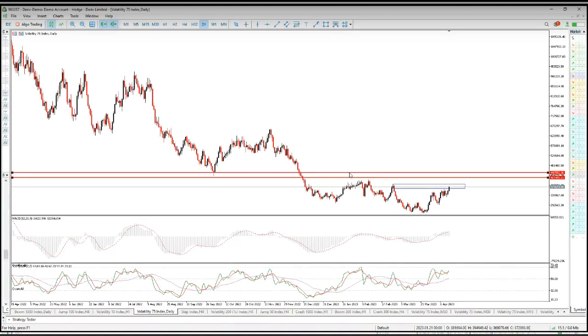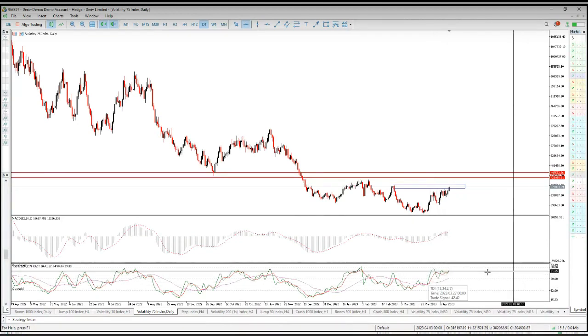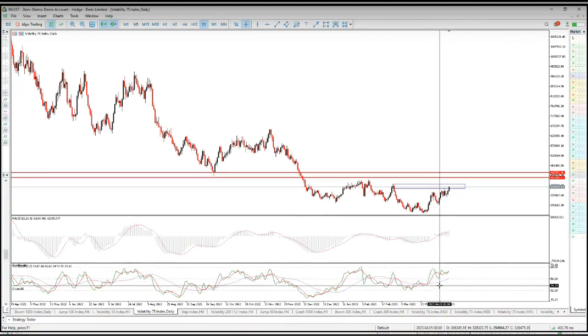So let me show you a cheat code. Here I can see that my daily bias indicator is telling me that the green line is above the red line, the green line is above the purple line, which tells me that we're altogether bullish on the daily time frame. So let me mark that point. That's the point where we went bullish, according to my daily bias indicator.